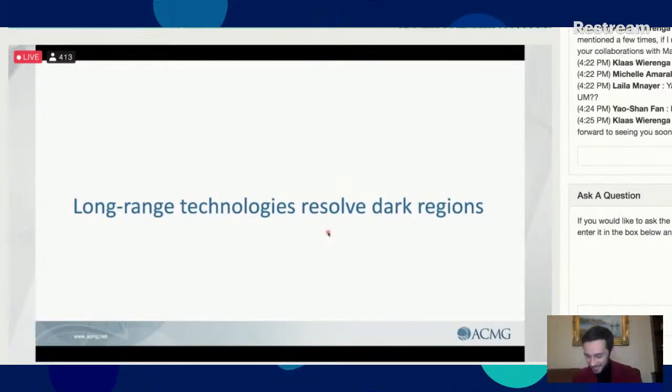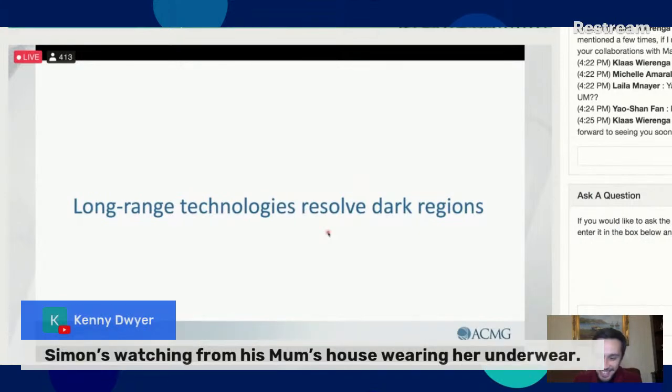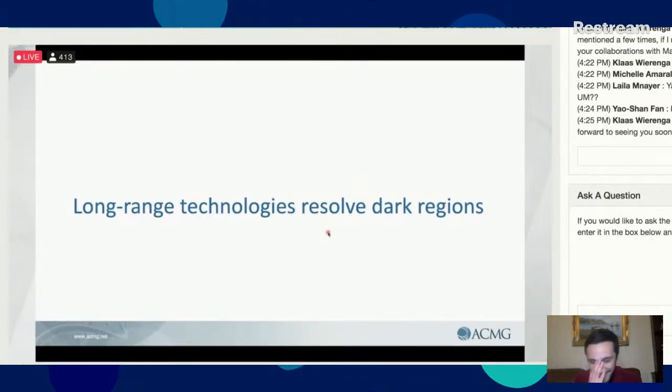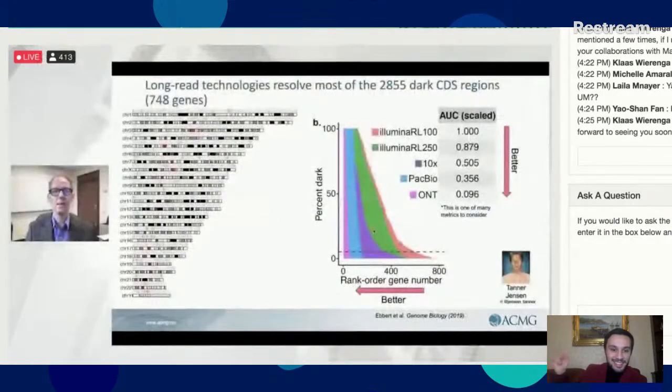In our paper, I'm not going to go into this, but we developed a method to rescue mutations in short read data. But I want to make it clear that we do not consider that a solution. That is simply a Band-Aid. What we need to do is be looking for ways to resolve this going forward the right way, and that's with long-range technologies. And let me show you how these resolve these dark regions.